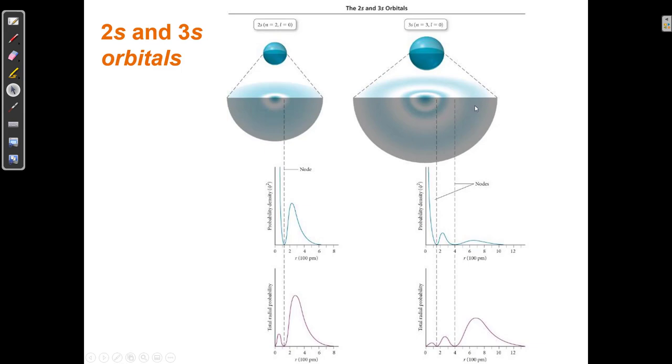Where are the nodes? Right here. It goes from blue. The node is the white part. Blue, node, it crosses over. Blue, node, it crosses over. So how many times does it do it here? Once in the 2s orbital, twice in the 3s orbital.